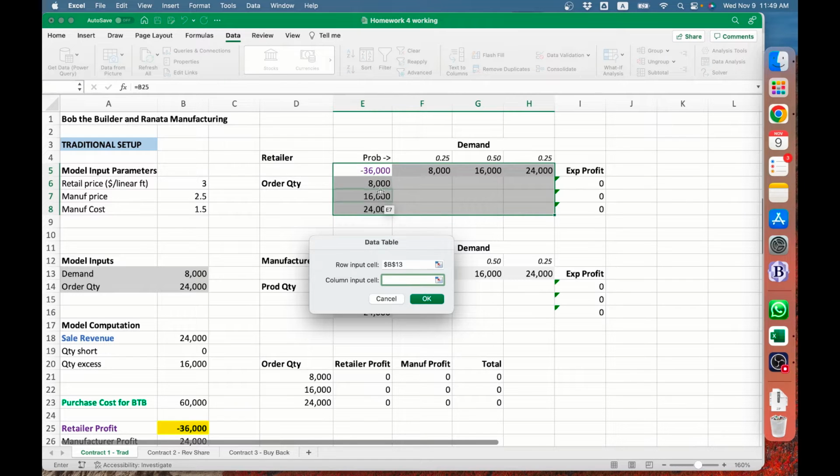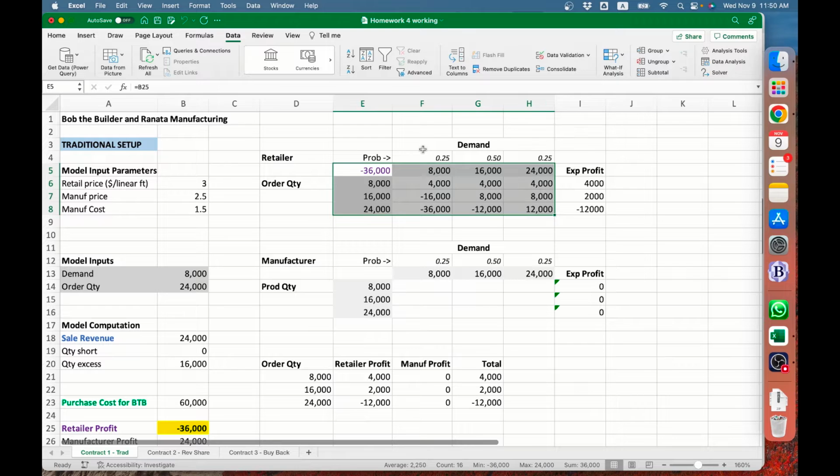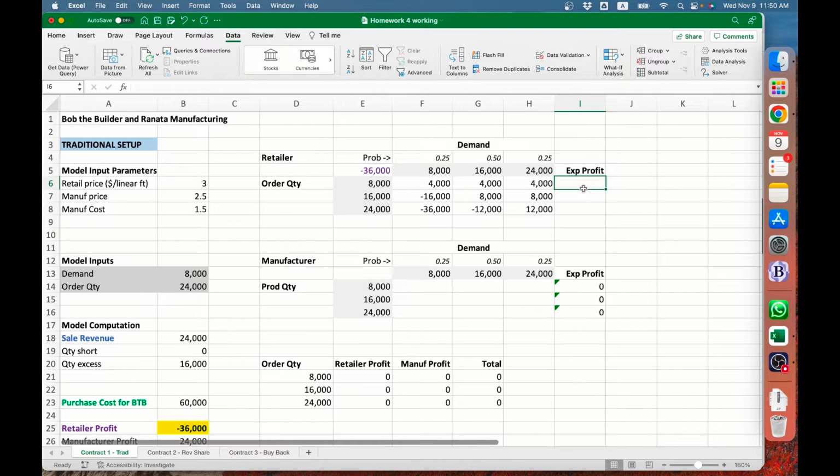Then along the column we have our order quantity. So where do we want to plug in our order quantity into the model? We want to plug in our order quantity into cell B14 in the model. Make sure you get this right. If you flip the two, your profit numbers will be off. Hit OK, and voila, Excel ran the 9 scenarios and filled out this table. So you can see that sometimes we make a profit, but as a retailer, sometimes we make a loss. Okay. Now, what is our expected profit for each order quantity?